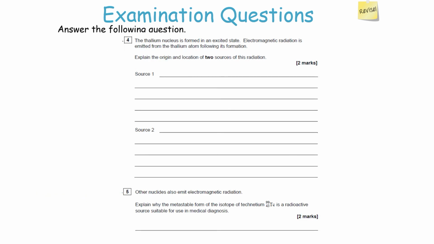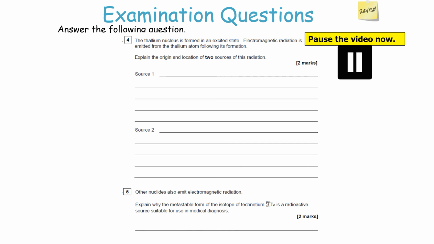Let's have a look at another question then. So the thallium nucleus is formed in an excited state. Electromagnetic radiation is emitted from the thallium atom following its formation. Explain the origin and location of the two sources of this radiation. Then, other nuclei also emit electromagnetic radiation. Explain why the metastable form of the isotope of technetium is a radioactive source suitable for use in medical diagnosis. So pause the video now and then unpause the video when you want to go through the answer.